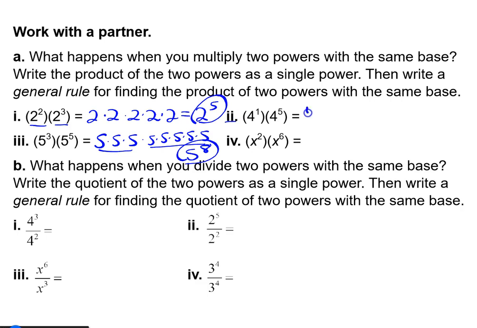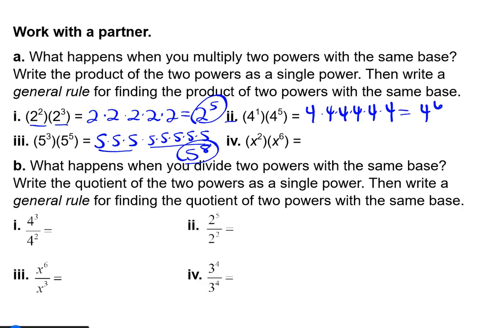On this one we have 4 to the first, which is just 4, times 4 to the fifth. So 4 times 4 times 4 times 4 times 4. And we see we have 4 multiplied times itself 6 times. So 4 to the 6th.